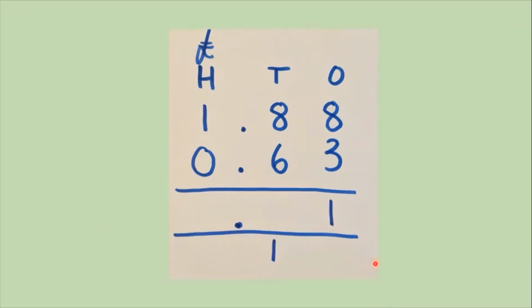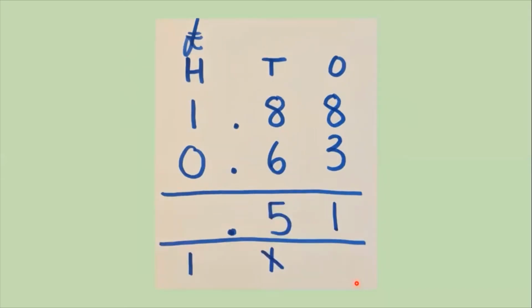So the first one then, we start with our ones, don't we? 8 add 3 is 11. So we've got 1 1, and we're going to exchange 10 of those ones, just like we've been doing in our column addition lessons. So that leaves us with 8 add 6. Oh, and don't forget this 1. What answer does that give us? 8 add 6 add 1.